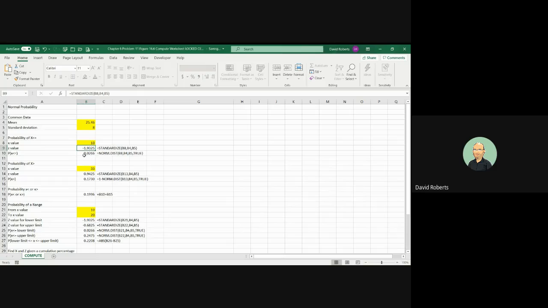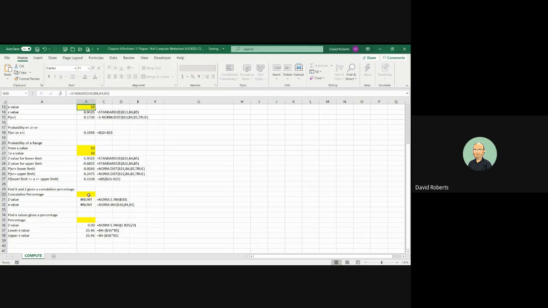We go down to the cumulative range. We enter our 99, and we see that 99% of bottled water consumers in China will consume a maximum of 44.07 gallons. That is the answer in cell B32.